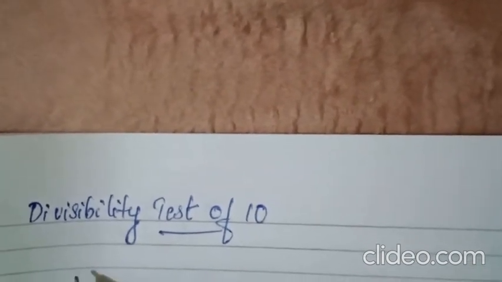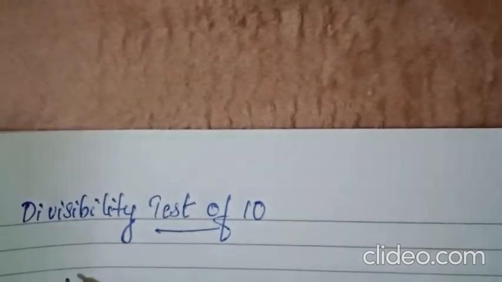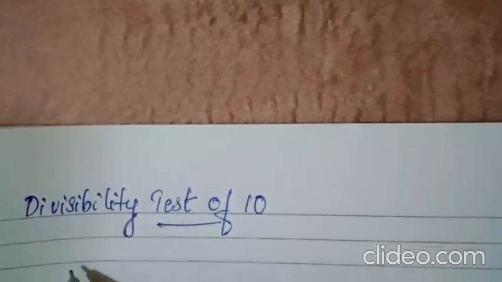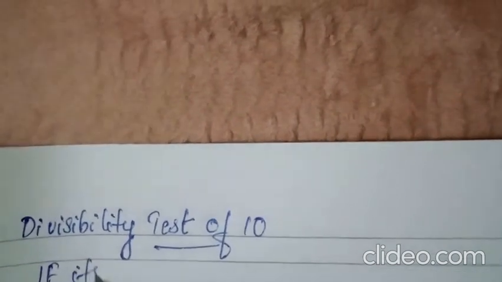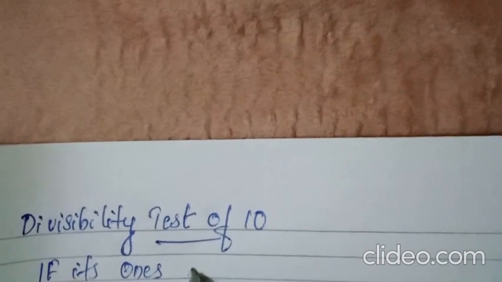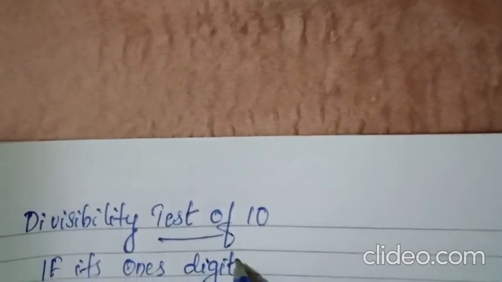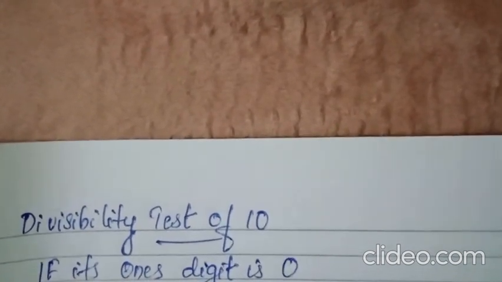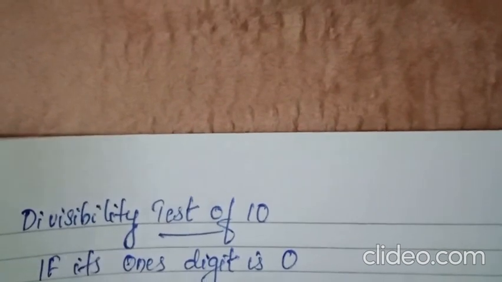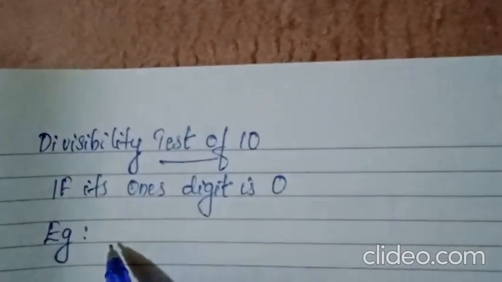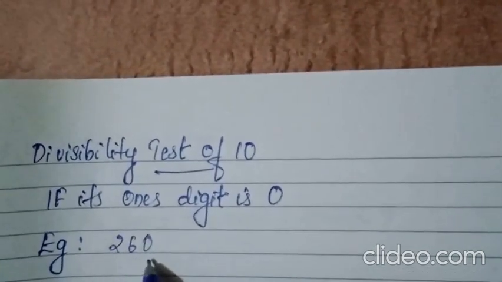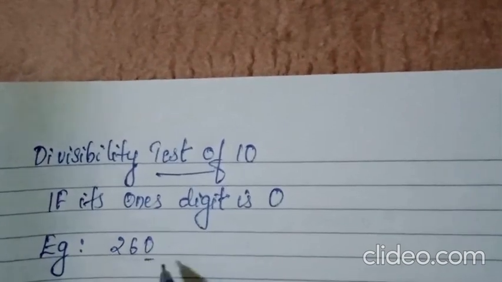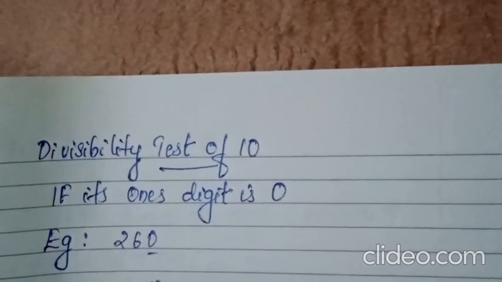Next we are going to study the divisibility test of 10. How do we find whether a number is divisible by 10? If its ones digit is 0, then we can say that that number is divisible by 10. Understood? So, example: 260. In this case the unit place is 0. So we can say that this number is divisible by 10.